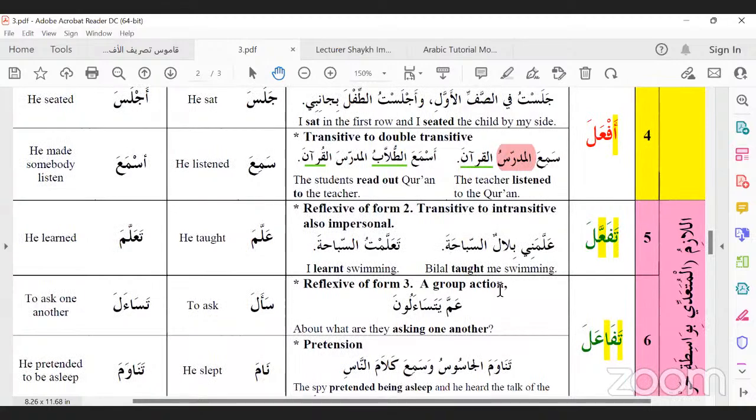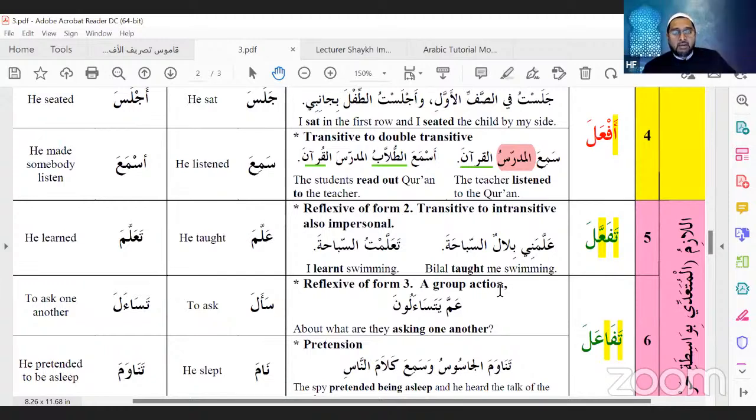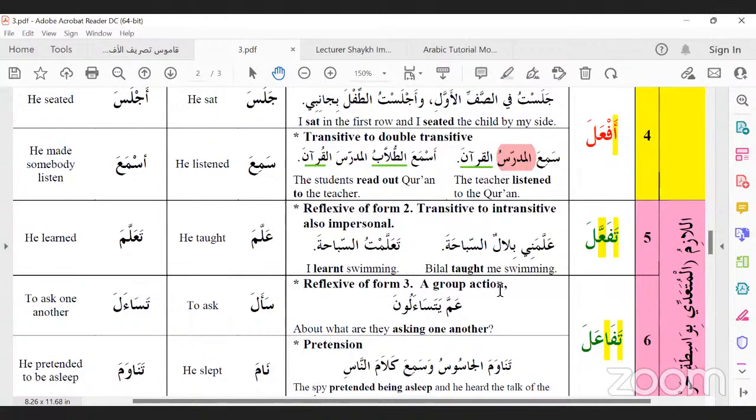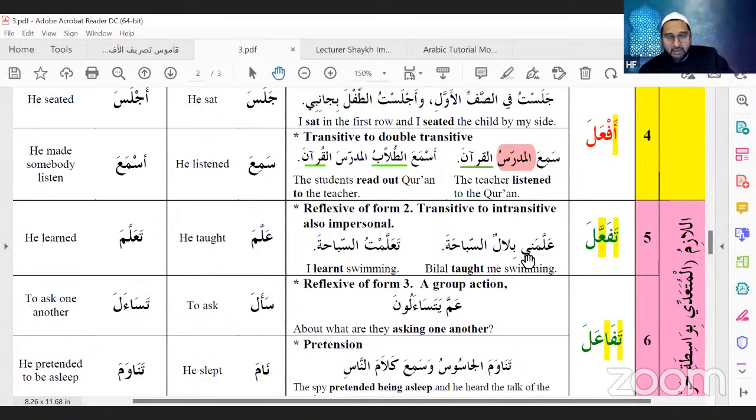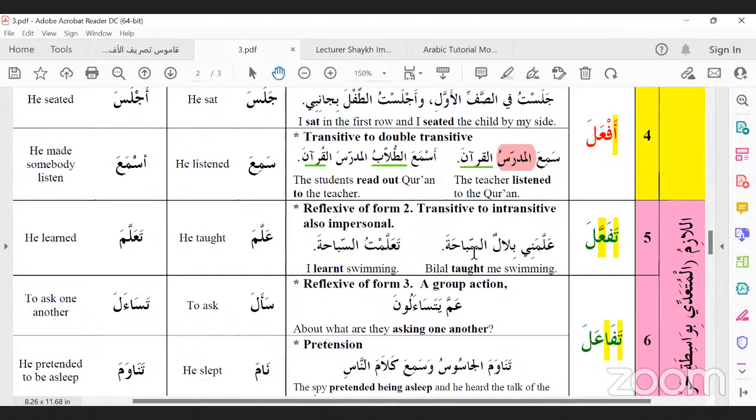Allamani Bilalun as-sibahata. Bilal taught me swimming. Ta'allamtu. So allamani, let's break it down. Allamani Bilalun as-sibahata. So Bilal taught me swimming. So I learned swimming from Bilal.